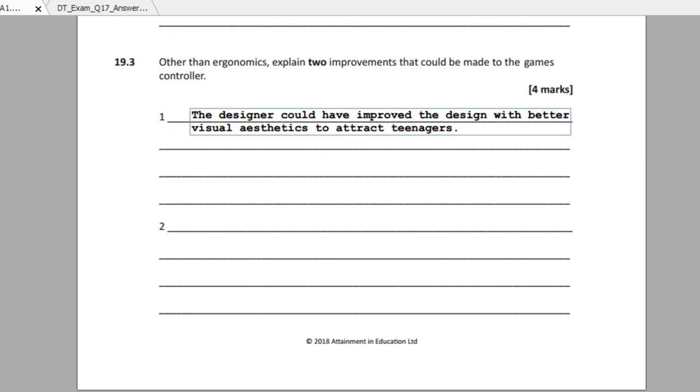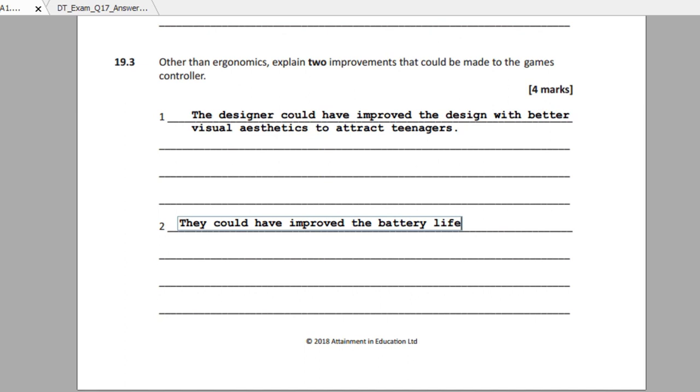And the next one is they could have improved, so they is a designer and a manufacturer, improved the battery life. Okay. Or added solar charging as a feature. Okay, so that's how you get the marks for that.